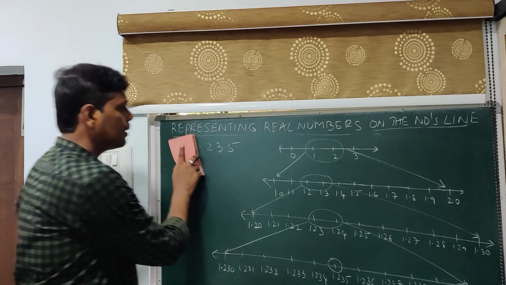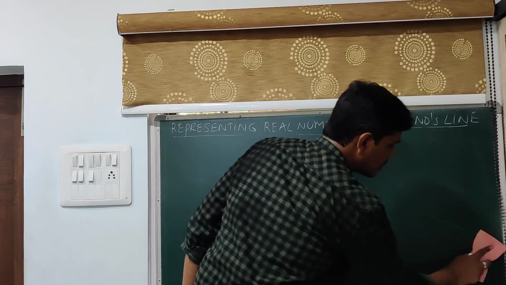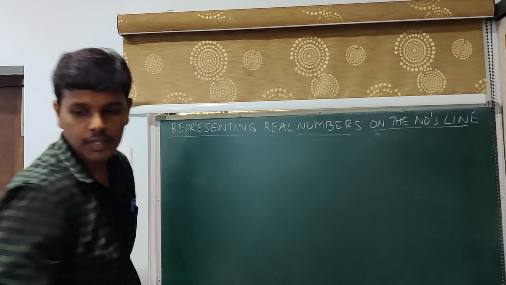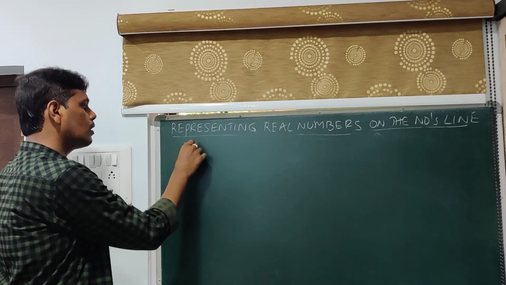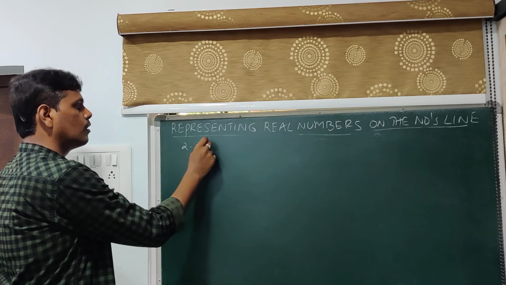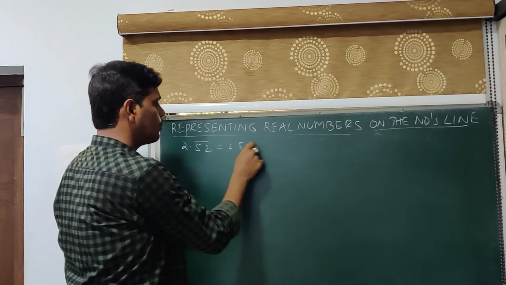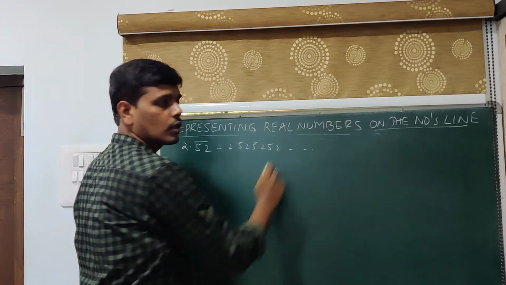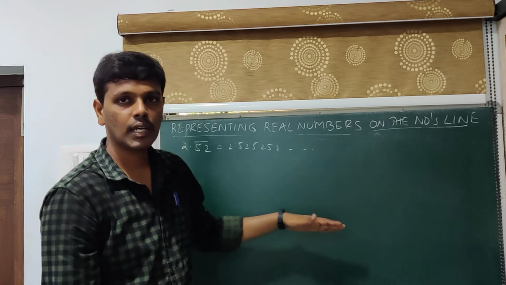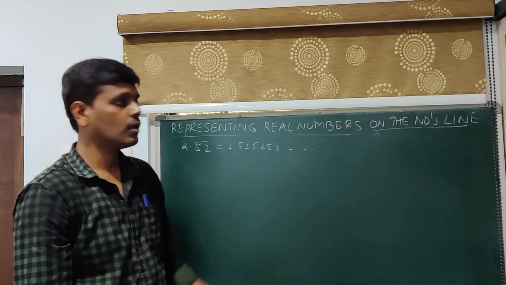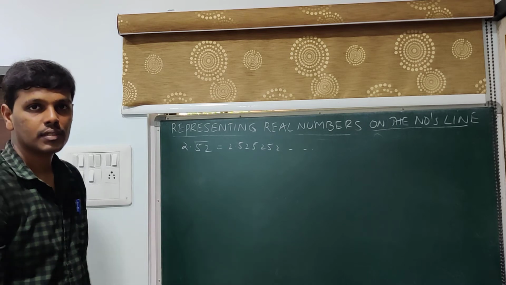Now in the non-terminating repeating case, they'll tell you up to how many decimal places you need to mark, because it keeps repeating. There will be no end. For suppose if you have 2.52 bar, which means that it goes like 2.52, 52, 52 and so on. You cannot keep on going like this. Keep on magnifying, and you cannot keep on moving forward. So they will tell you up to how many decimal places you need to mark.